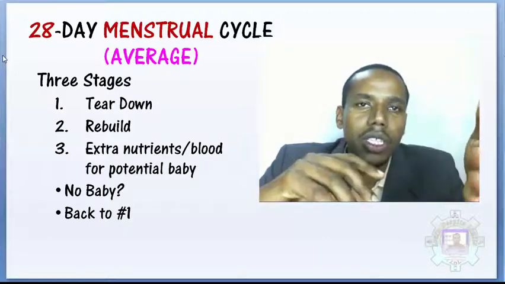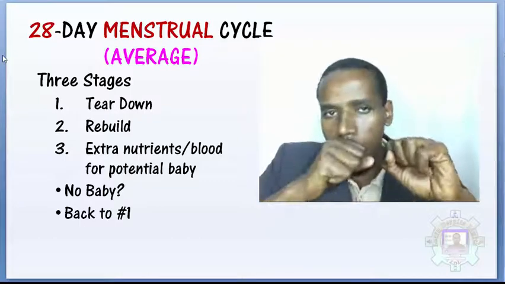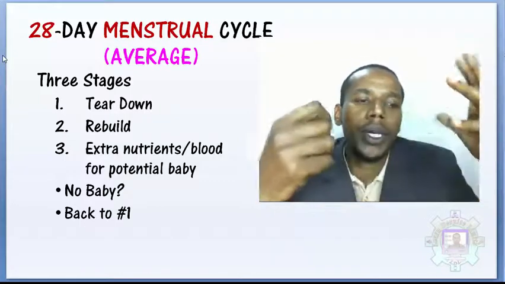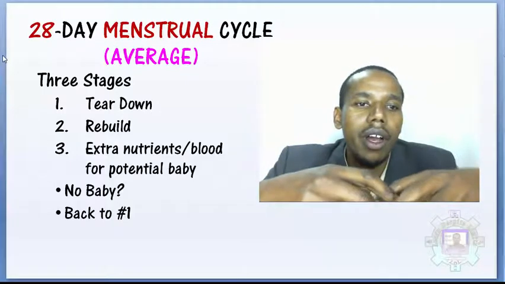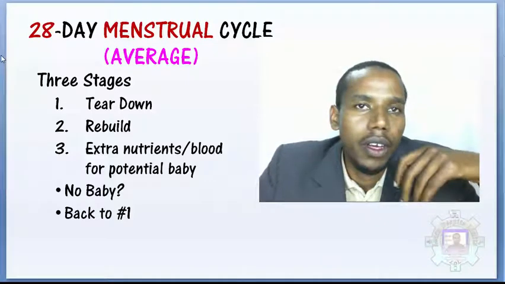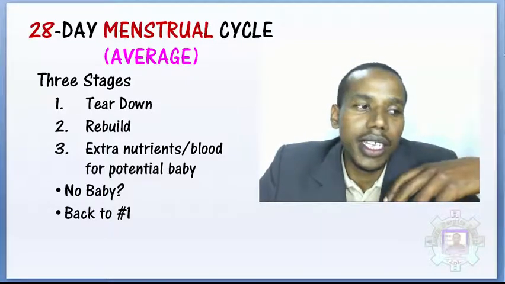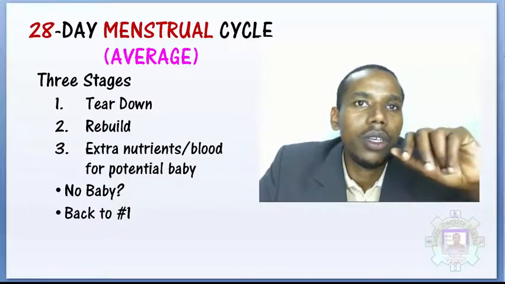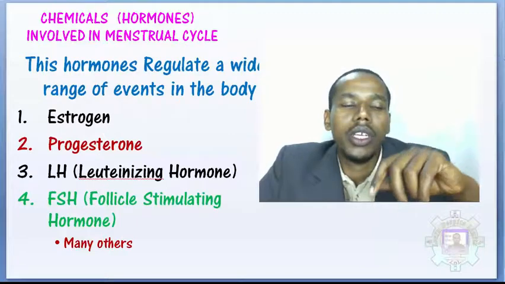There'll be menstruation, then the endometrium will rebuild itself. And then there'll be some extra nutrients for the blood, for potential for the baby, if there'll be implantation or fertilization. And if there's nothing like that, then the tear down will follow, again menstruation the second time. So it goes like this.